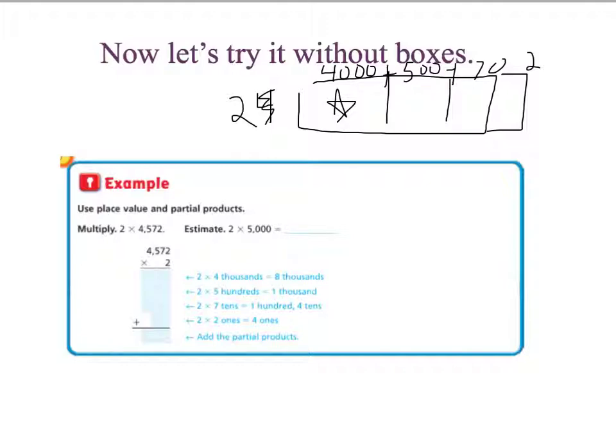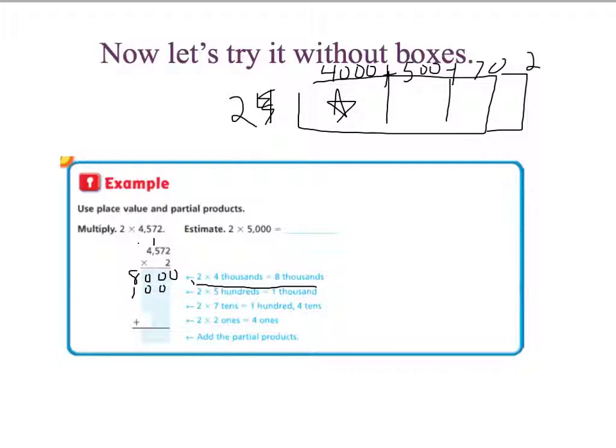All right, so again, now we're going to start with the thousands. So we would have 4,000 times 2, or 2 times 4,000s, as in your first box. Then you go to your next box, and we come over with the 5, and that's 500 times 2. Okay, so we would write down our 8,000. Then we write down our 1,000.